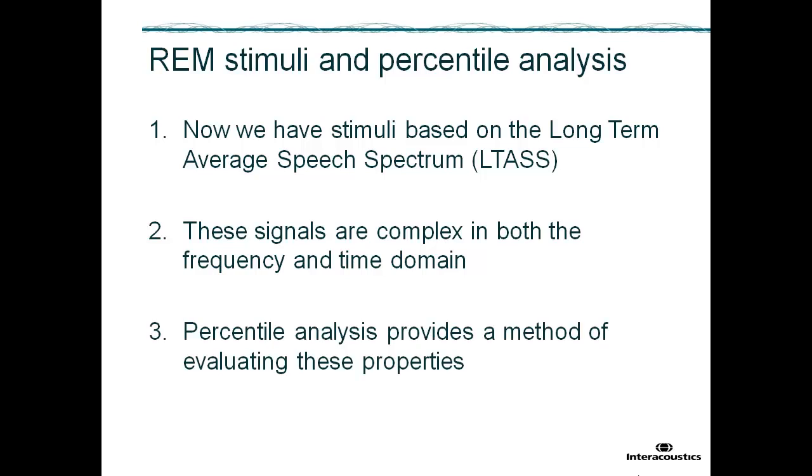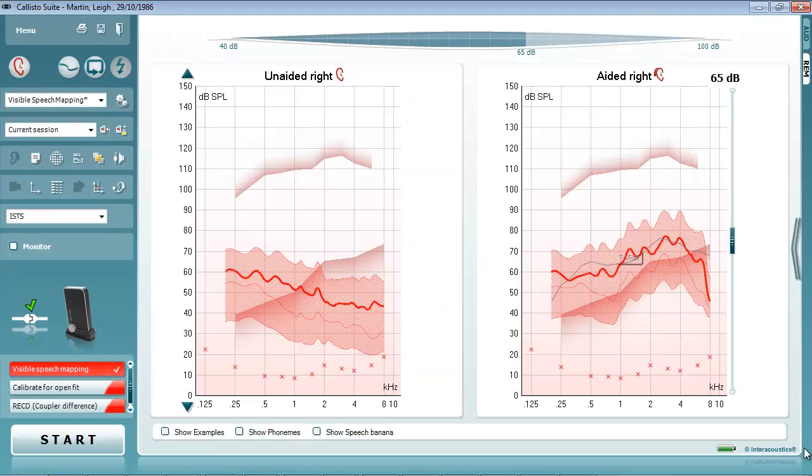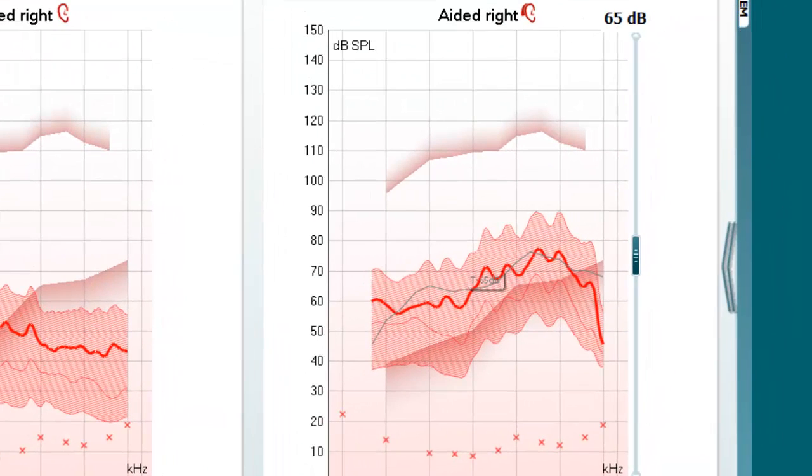The percentile analysis is a standardized method of evaluating these properties of both the presented stimulus as well as the provided response at the eardrum. As a first step to understanding the percentile analysis, it is perhaps worth mentioning that the response curve that is usually compared to a prescriptive target represents the average intensities of a measurement. The percentile analysis shows something quite different.